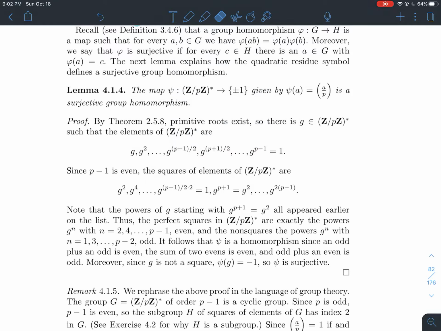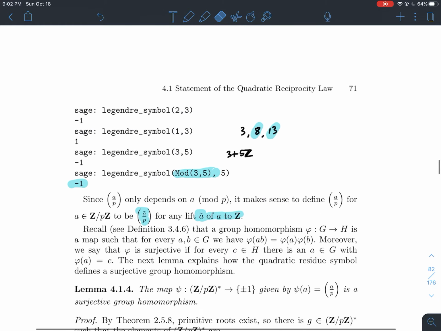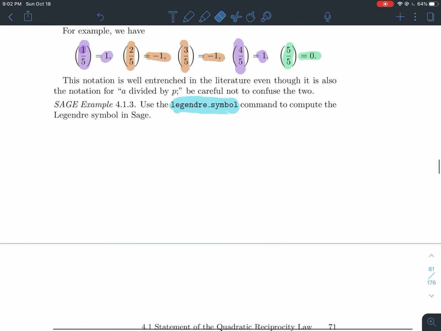This is a short video about the Legendre symbol, some more. Video 2 about the Legendre symbol, I should say, from Stein's book on elementary number theory. And just to remind you, we talked about the Legendre symbol in the last one, and what does it do?